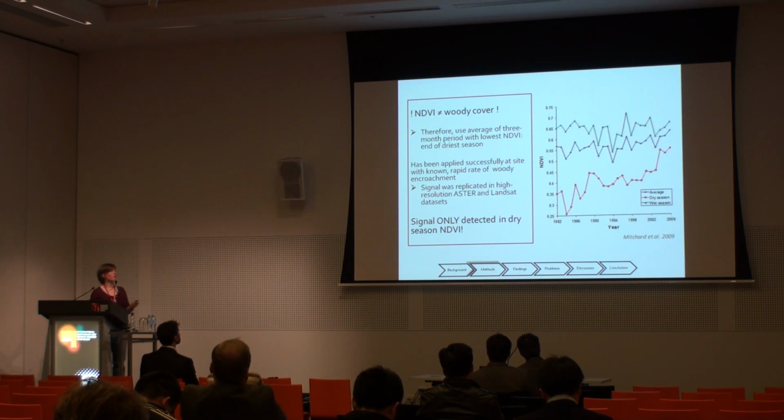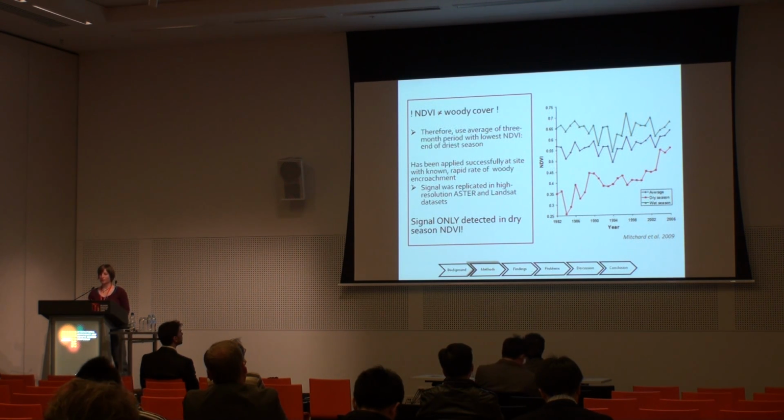As you all know, the problem is that NDVI doesn't equal woody cover. NDVI records all live vegetation, which would include grasses. But because we're only interested in the woody cover change and not in the grasses, we needed to find a time where we could exclude grasses from our analysis.